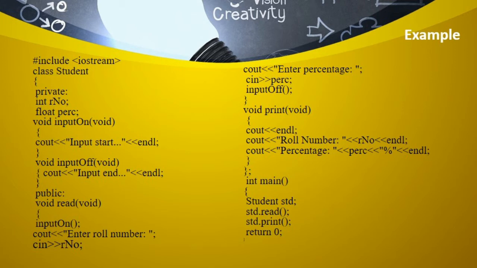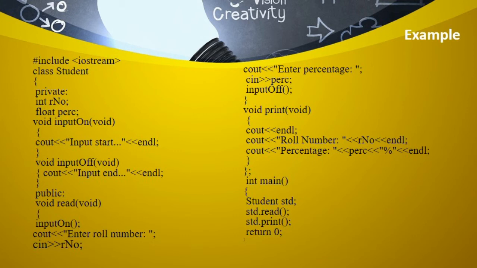Next, again input off member function is called inside the read member function itself. So the execution passes to the input off member function. Inside the input off member function, an output statement is written. In that output statement, input end is enclosed within double quotes. So the input end statement will be printed in the output as it is. And again the execution returns to the main function.